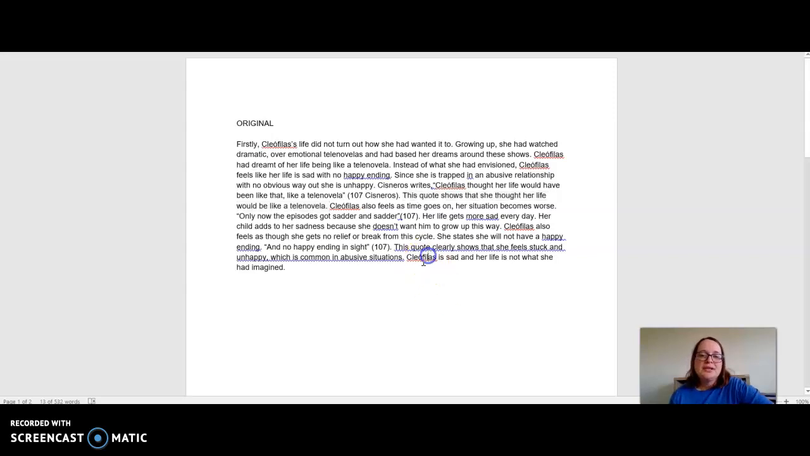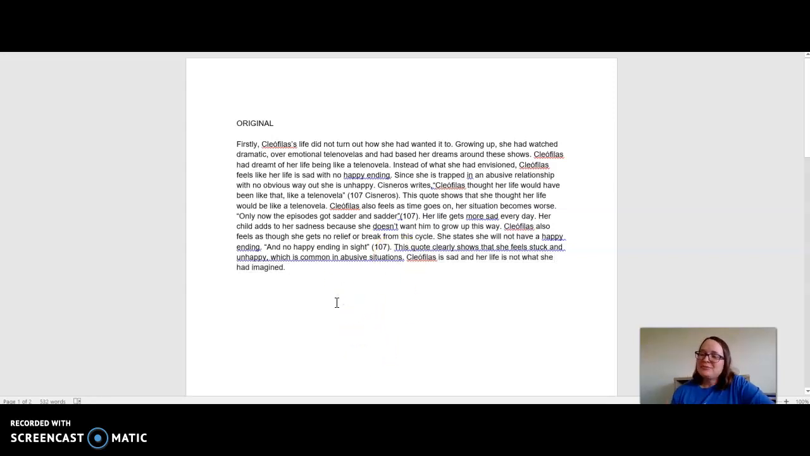Okay? So you can see, again, that this student is attempting to close the paragraph in a way that shows some kind of cohesion, right? So she starts off, didn't turn out how she wanted it to. It ends, she's sad, it's not what she imagined. So there's some cohesiveness.